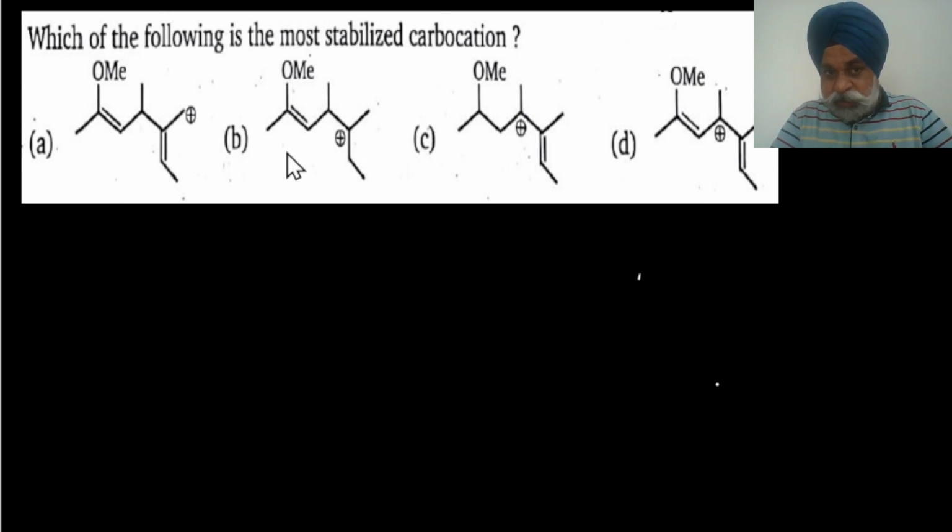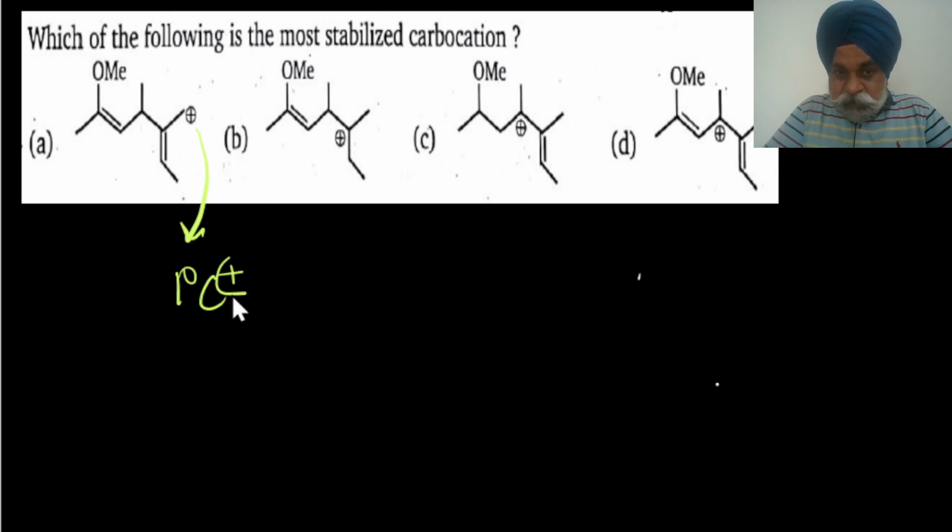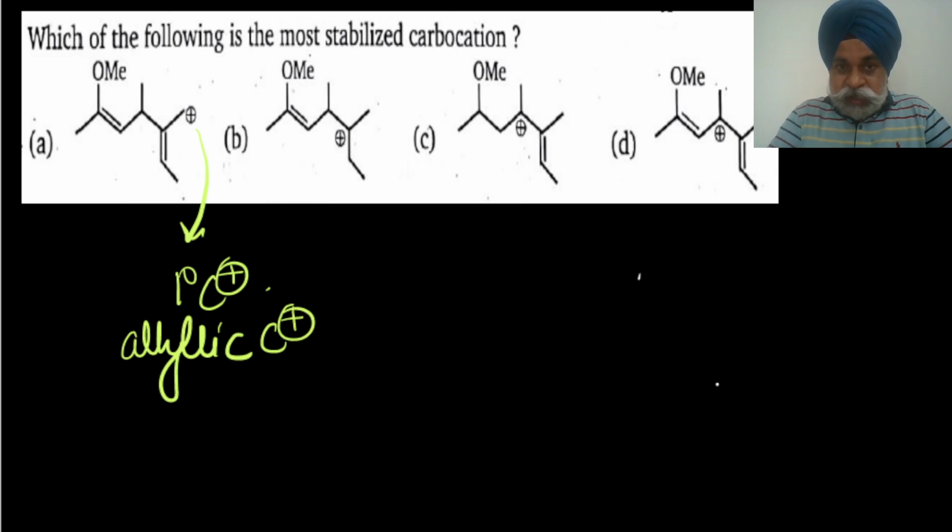So in this question also, you could see that this is a primary carbocation, because the carbon carrying a positive charge is attached to one carbon, and it is allylic also. This is an allylic carbocation. Allylic in the sense that the positive charge is in conjugation with a pi bond. So this can undergo resonance. Same is the case here.